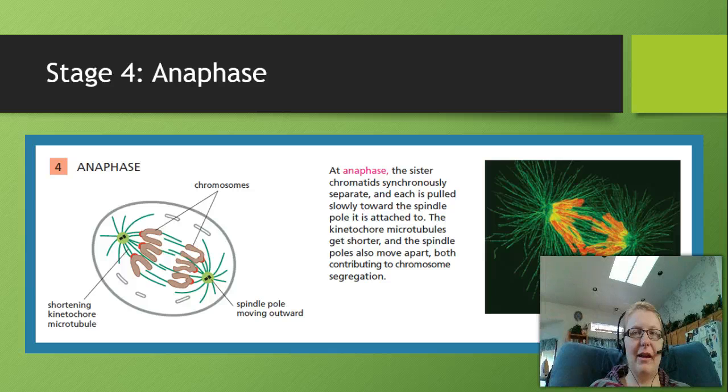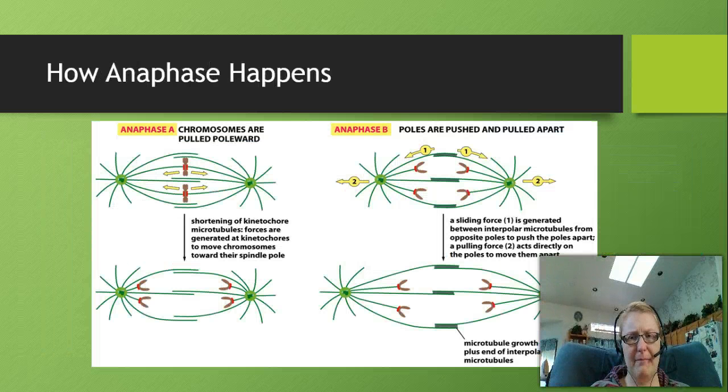It wouldn't matter if we had 46 on both sides, but one side had 2 number 1s and one side had 2 number 2s. No, we need one of each. So we need to have all 46 be the correct on one side and all 46 be the correct on the other side. And so this is how anaphase starts to do that.